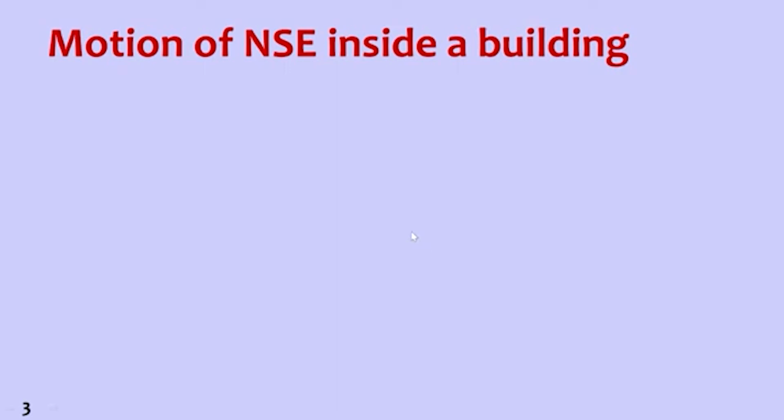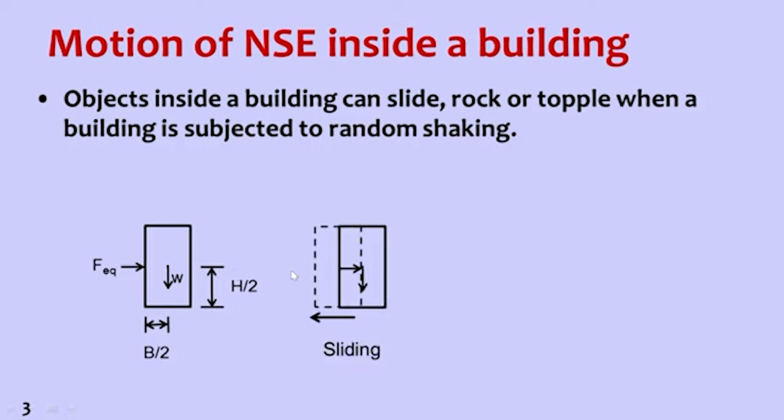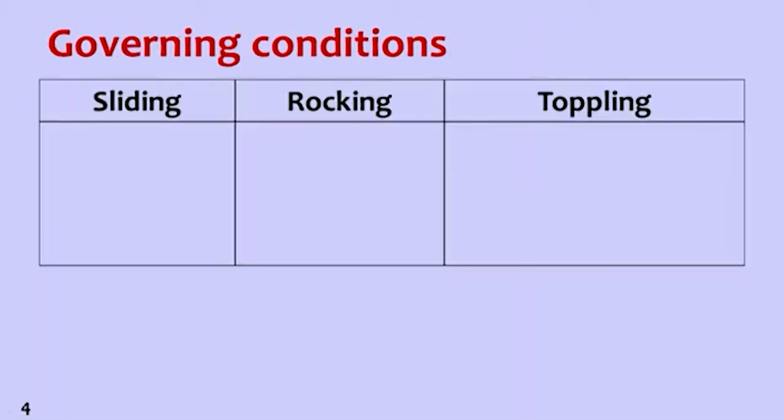So let's summarize non-structural elements in the building. Objects inside a building can slide, rock or topple when the building is subjected to random shaking. This non-structural element can be an almirah, a table or any other furniture. Weight is acting downwards, and the earthquake excitation puts a force at the center of mass. The center of mass is at h by 2 from the base and b by 2 from the left end. It can slide, rock or topple depending on some conditions. So what are these conditions? Let us look at it.